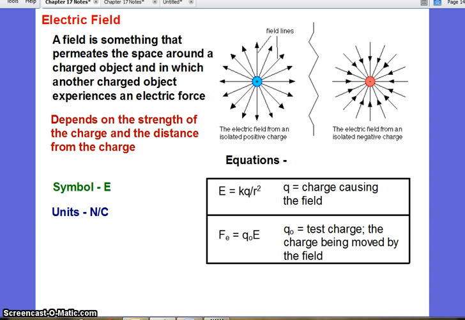So an electric field is something that permeates the space around a charged object and in which another charged object experiences an electric force. So it is the signal that these charges send out, causing the other charges around them to move. Now it depends on two things. It depends on the strength of the charge sending the signal, and it also depends on the distance from that charge. So continuing with my analogy, it's similar to this.